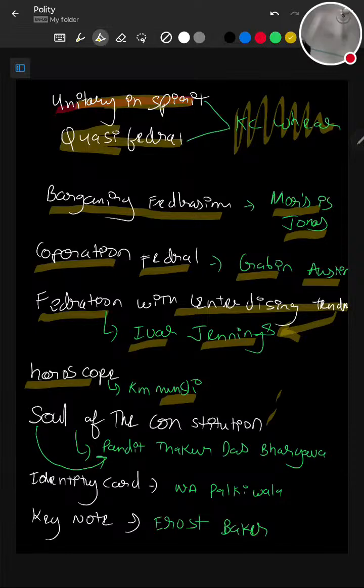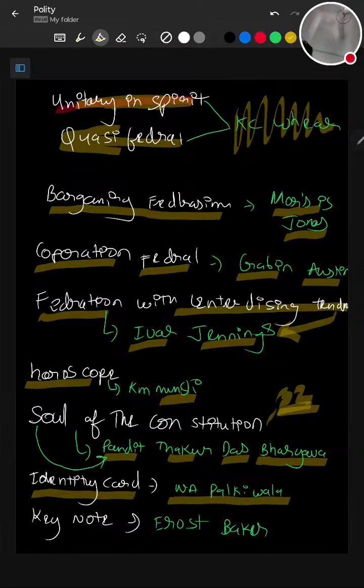Soul of the constitution, which is Article 32, this is said by Pandit Thakur Das Bhargava. Then identity card of the constitution is said by Nani Palkhivala. Then keynote of the constitution is said by Ernest Barker. Right now, we are going towards the cases of the preamble.